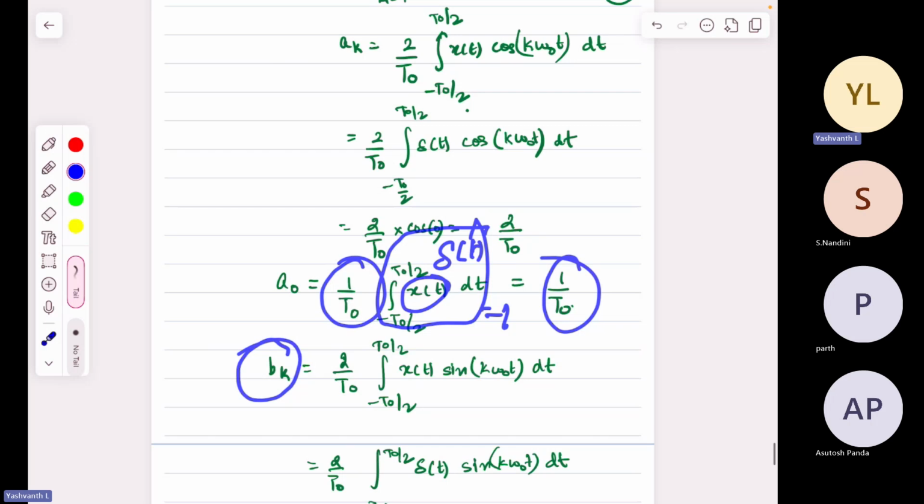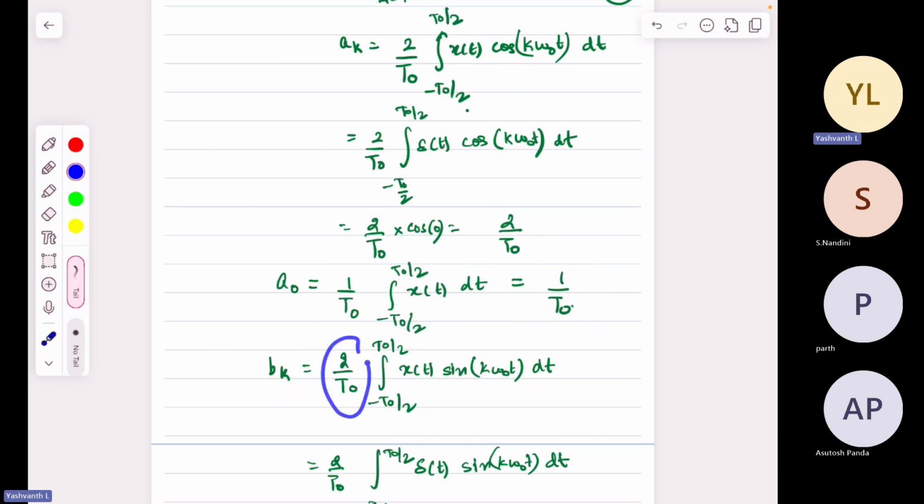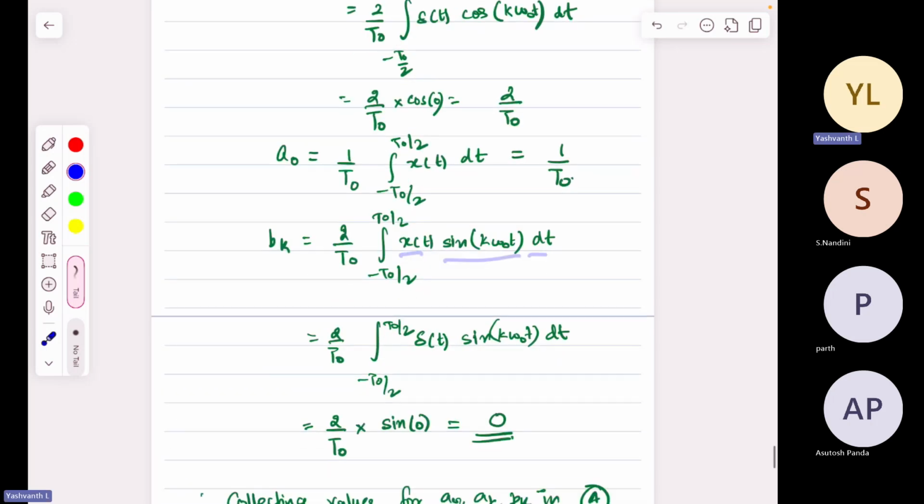And bk will similarly be given by 2 by t naught integral from minus t naught by 2 to plus t naught by 2 of x of t sin k omega naught t dt. And x of t is delta of t, because only the delta at t equal to 0 contributes to this integral, since only that impulse exists in minus t naught by 2 to plus t naught by 2. Other impulses don't come inside this interval. So it is 2 by t naught into sin 0, but sin 0 is 0, so it becomes just 0.